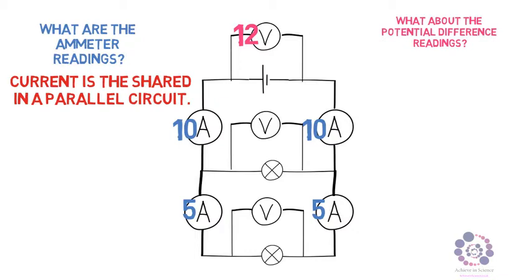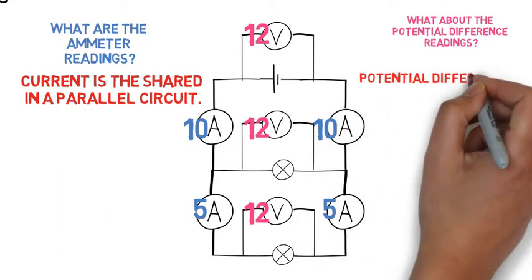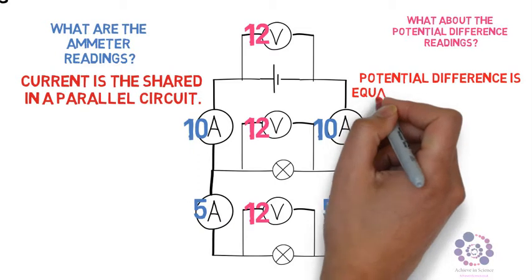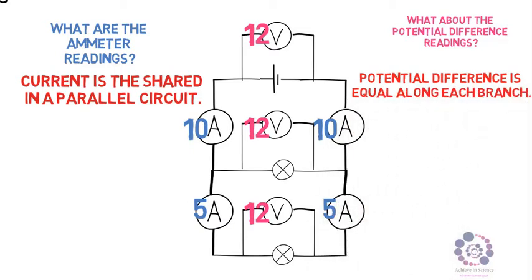Well, if we have 12 volts across the cell, we find out there is 12 volts across the first bulb and 12 volts across the second bulb. This indicates that potential difference is equal along each branch. It is the same.